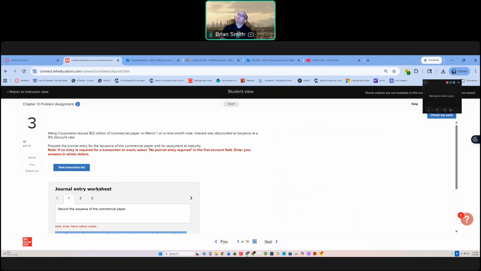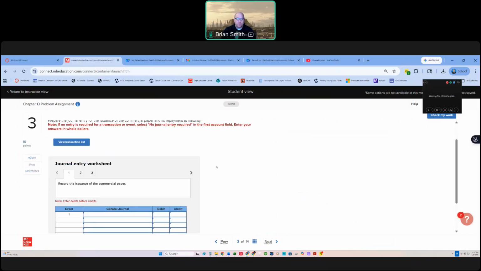Number 3. All right, this one could be a little weird. Wayne Corporation issued 12 million of commercial paper on March 1st on a 9-month note. Interest was discounted at issuance at a 9% discount rate. Prepare the journal entry for the issuance of the commercial paper and its repayment at maturity.